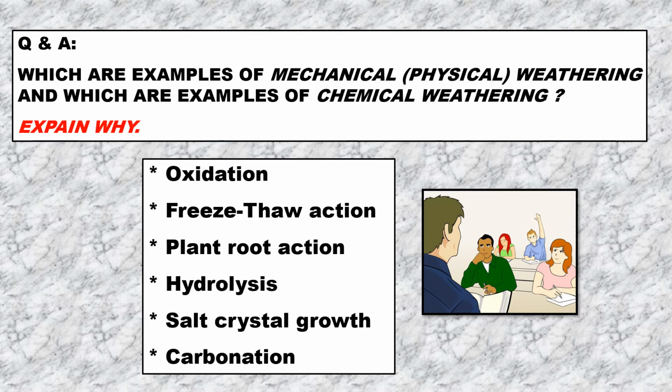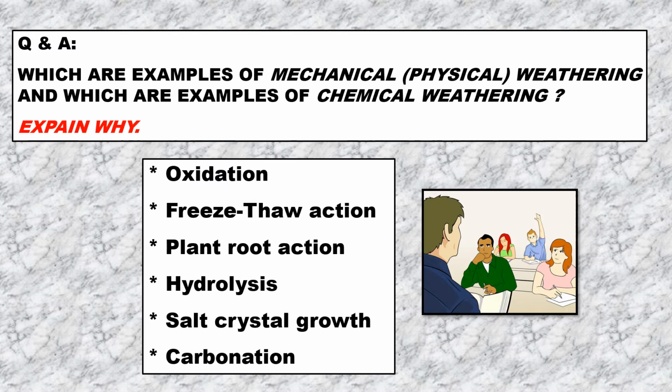Regarding the weathering of landscapes, let's have a little bit of questions and answers about which of these are examples of mechanical or physical weathering and which ones are examples of chemical weathering. And you'll need to explain why. All right, let's take a look at these. How about oxidation? Is oxidation mechanical or physical weathering, or is it chemical weathering?